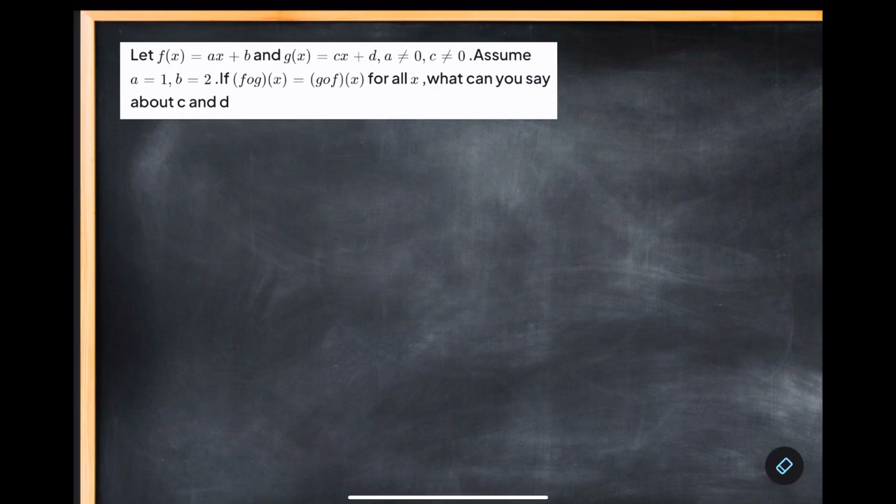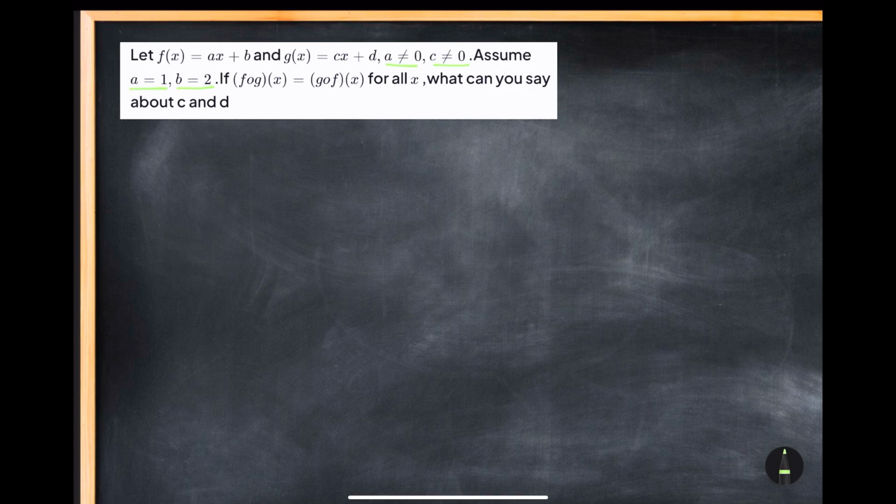Okay, so we got this situation. Let f(x) = ax + b and g(x) = cx + d. a and c are not equal to 0. We have to take care of these conditions. Assume a as 1, b as 2.